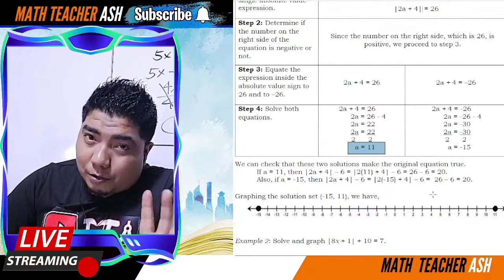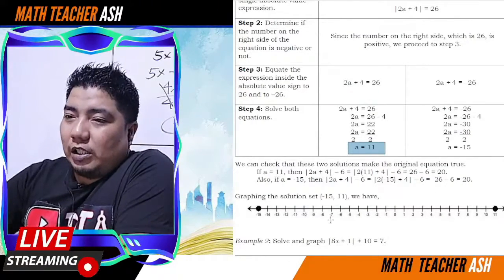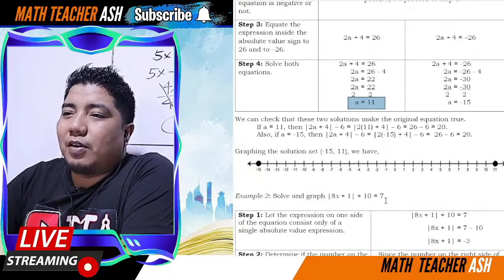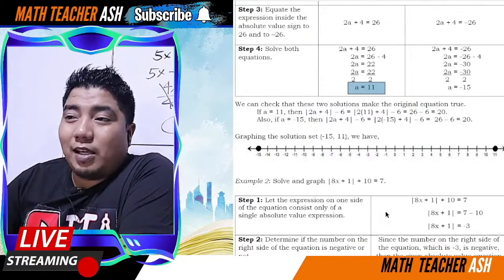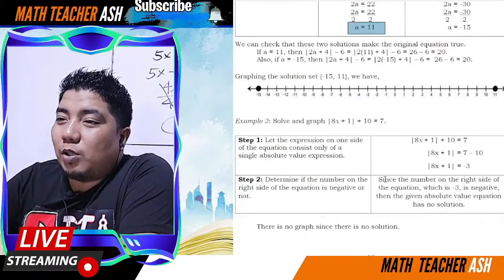For equations, you have a distinct value of your answer. So, we have positive 11 and negative 15. Okay? So, that's it. Ganun lang kadali, my dear math learners. Now, how about this one?